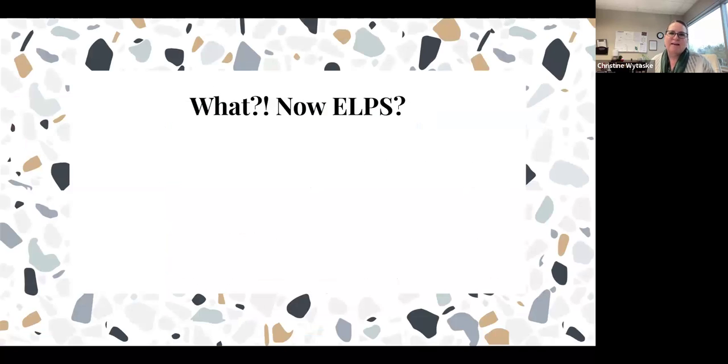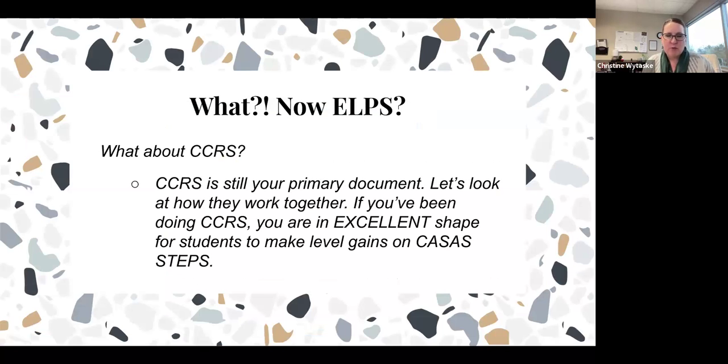Don't freak out. You don't have to learn the ELPs, right? Because we've been doing so much work with the CCRS over the past, I don't know, at least 8 to 10 years, I think. CCRS should still be your primary document for standards. We can take a look at how they work together. If you've been doing the work of the CCRS, you're really in excellent shape to be setting your students up for success, to be able to continue to make level gains as you transition to the STEPS test.